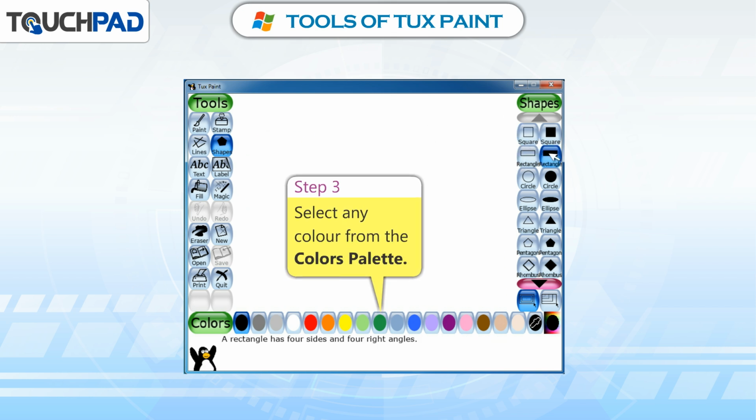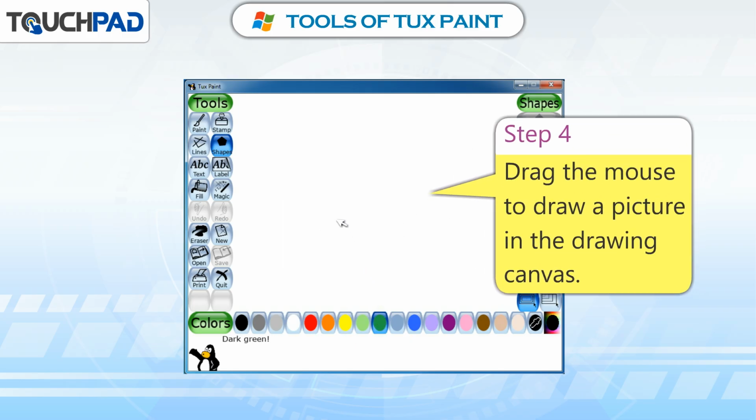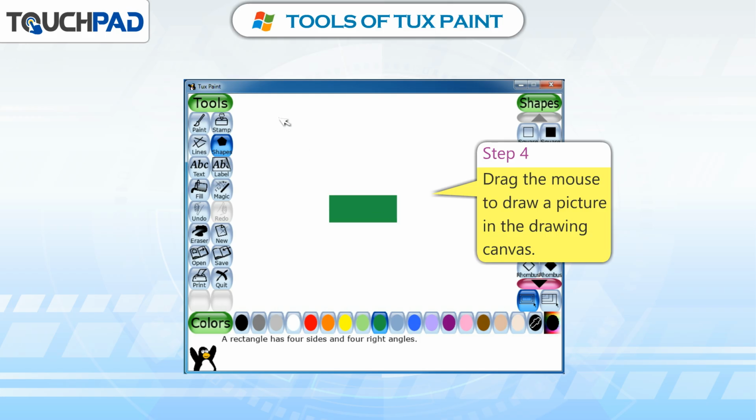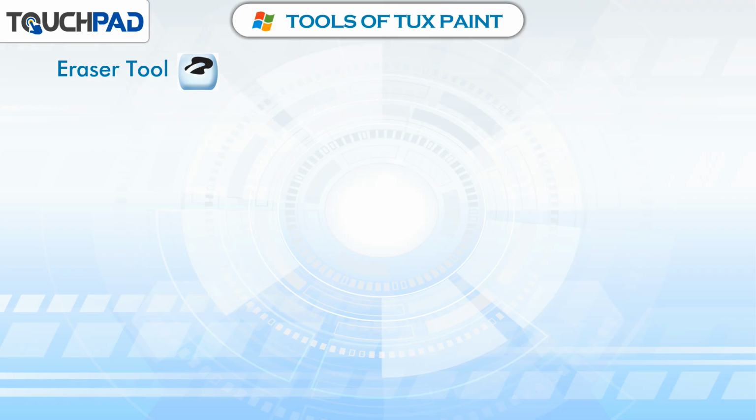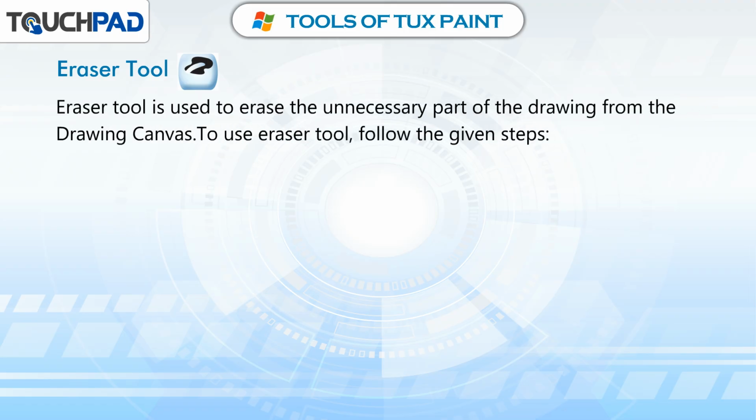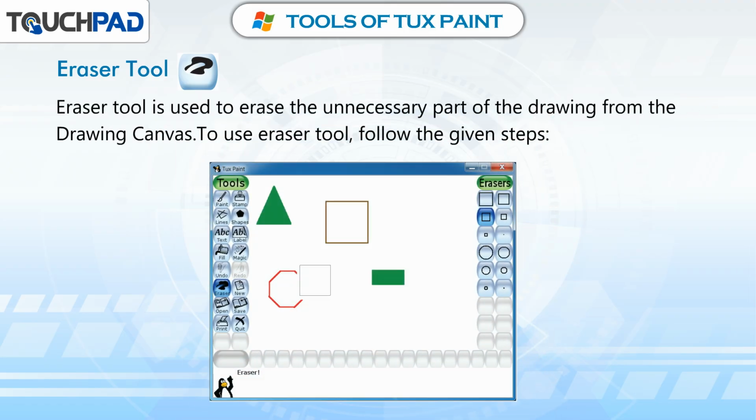Step 3. Select any color from the colors palette. Step 4. Drag the mouse to draw a picture in the drawing canvas. Eraser tool. Eraser tool is used to erase the unnecessary part of the drawing from the drawing canvas.